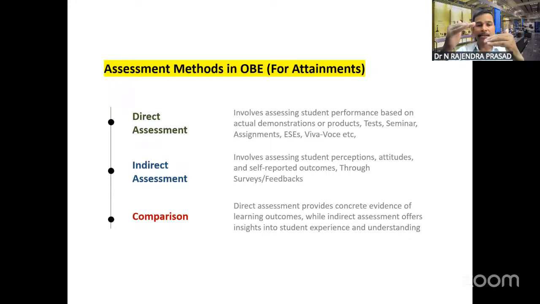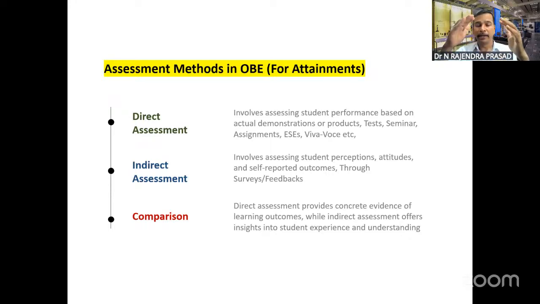So this indirect assessment about any student will be done through surveys or through feedbacks. By whom you will collect the feedback? With whom you will do the survey? You will do the survey with the employers, with the stakeholders, means the parents of the students, teachers of the students, employers of your graduate, peer teachers of your graduates, etc. So these are all known as indirect assessment.